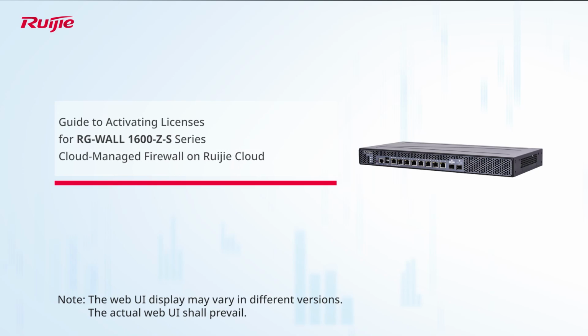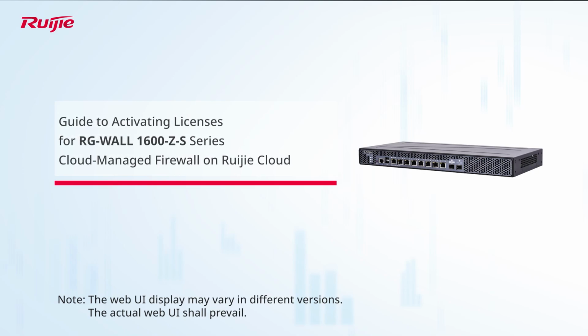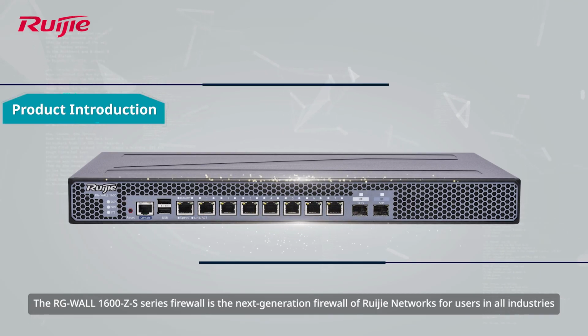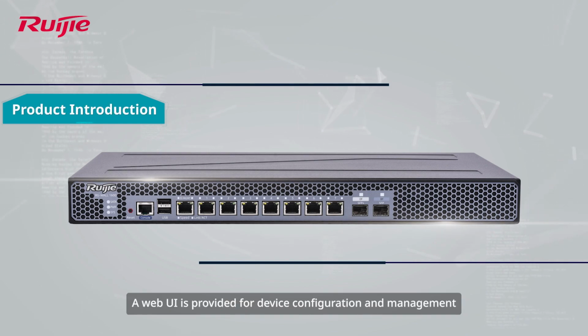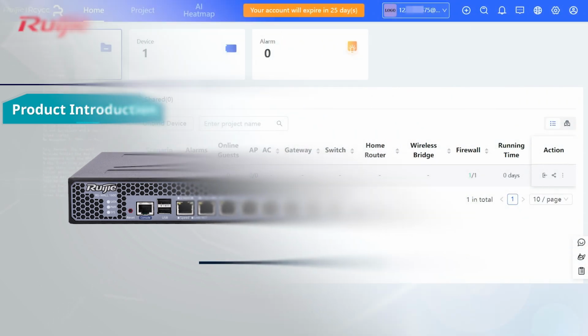This video introduces how to activate licenses on the Firewall 1600Z S-Series cloud-managed firewall. The Firewall 1600Z S-Series firewall is the next-generation firewall of Ruijie networks for users in all industries. A web UI is provided for device configuration and management.